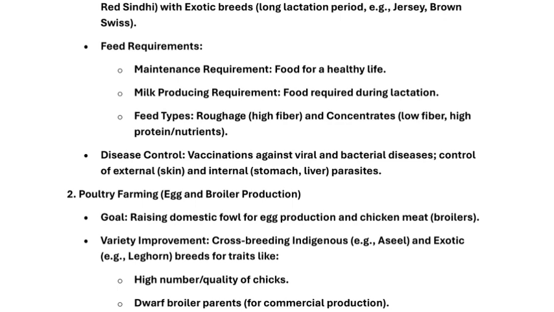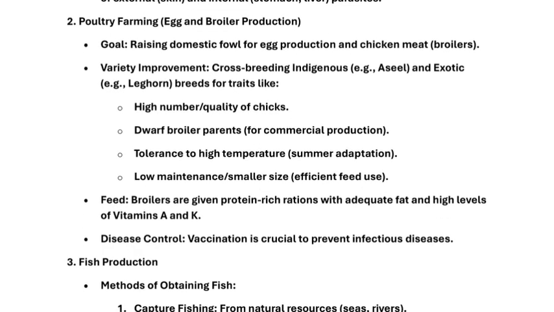2. Poultry farming: egg and broiler production. The goal is raising domestic fowl for egg production and chicken meat, broilers. Variety improvement: crossbreeding indigenous breeds, for example Aseel, with exotic breeds, for example Leghorn, for traits like high number and quality of chicks, dwarf broiler parents for commercial production, tolerance to high temperature for summer adaptation, and low maintenance and smaller size for efficient feed use.